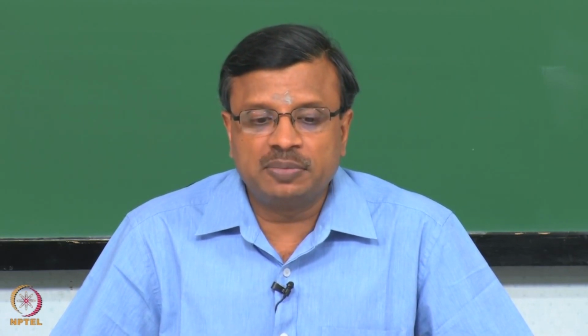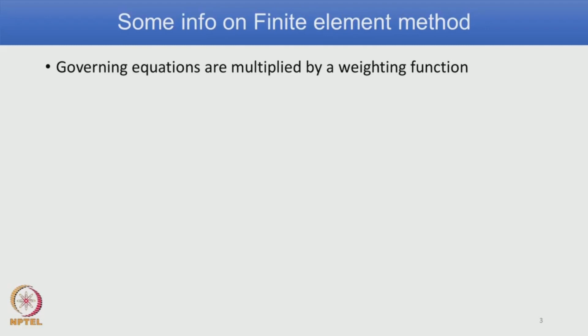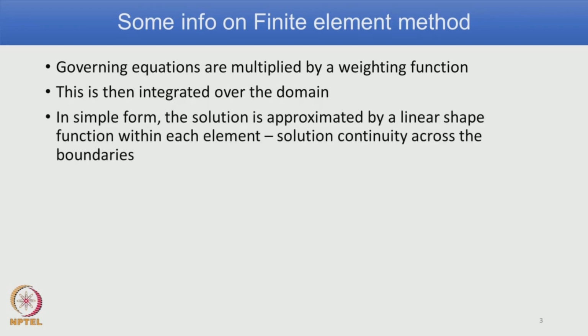In the finite element method, governing equations are multiplied by a weighting function, then this is integrated over the entire domain. In simple form, what is the approximation? It is a linear shape within each element. So, we divide the entire domain into a number of small elements. Just like in finite volume, the solution continuity across the boundary of each element is also ensured.